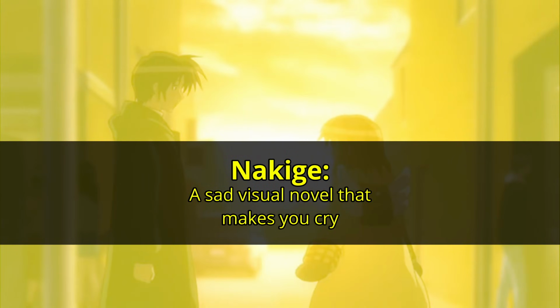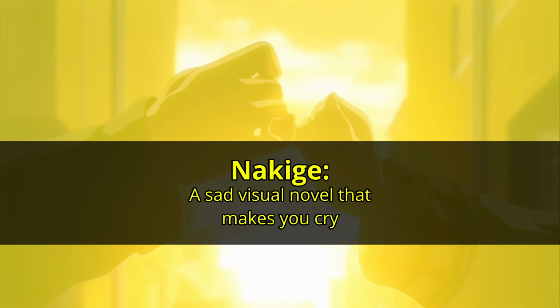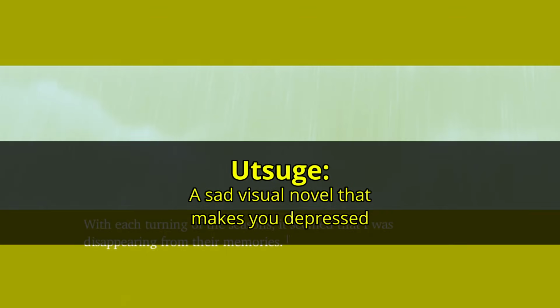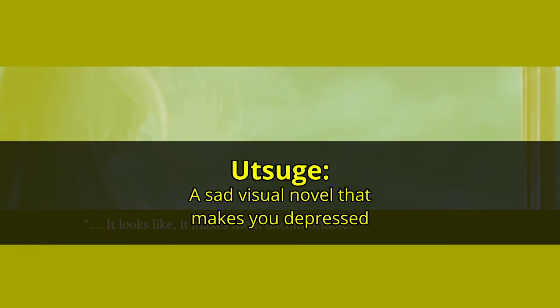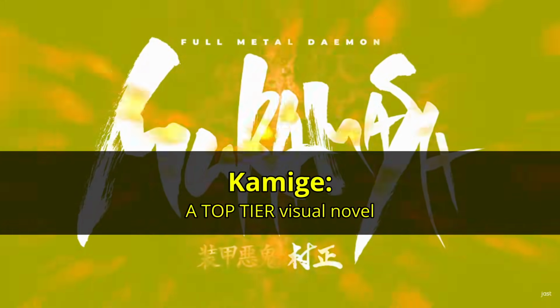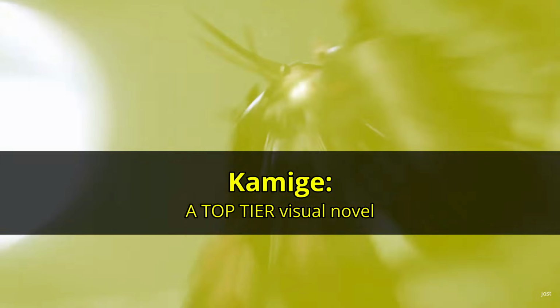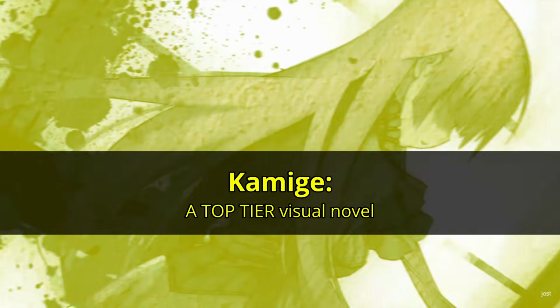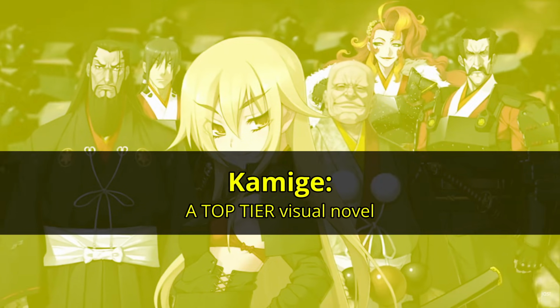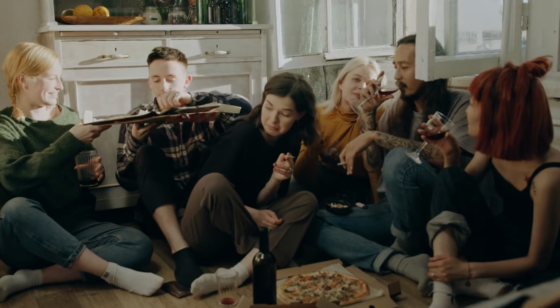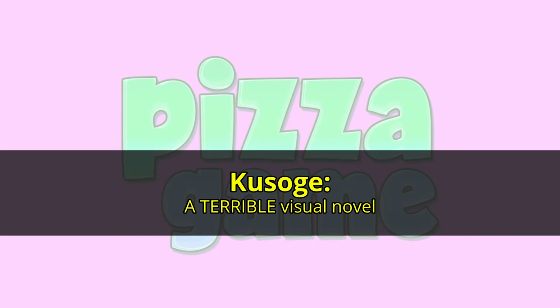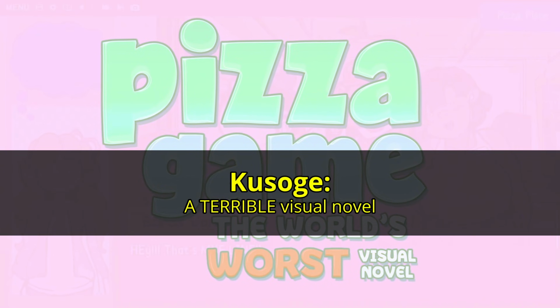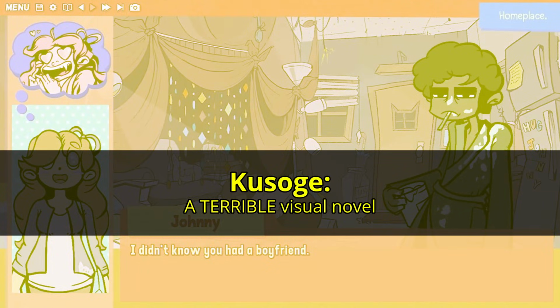Nakige are visual novels that are sad and make you cry, but usually have a happy ending, while Utsuge are visual novels that are depressing, draining, and usually have unhappy endings. Kamige are top-tier visual novels where even if you're not a fan of the particular genre, they are considered so good you should play them anyway. You should recommend Kamige to your friends. Meanwhile, Kusage are terrible games. Broken builds, bad story, horrible music, terrible gameplay. You should warn your friends about Kusage.